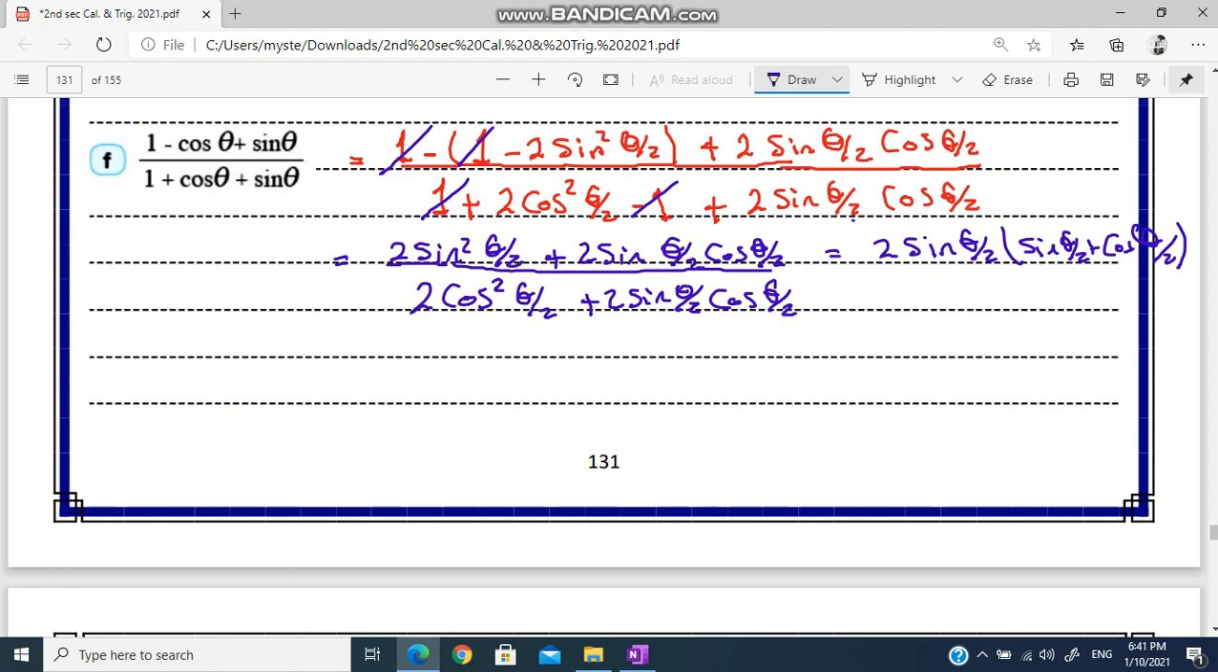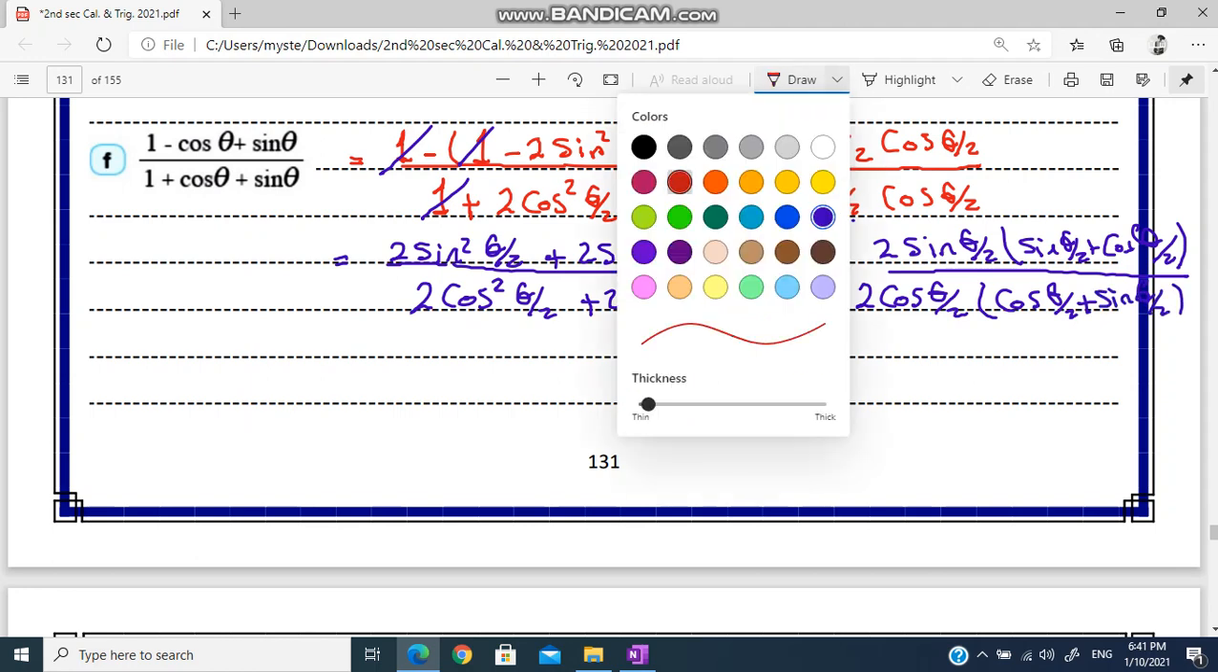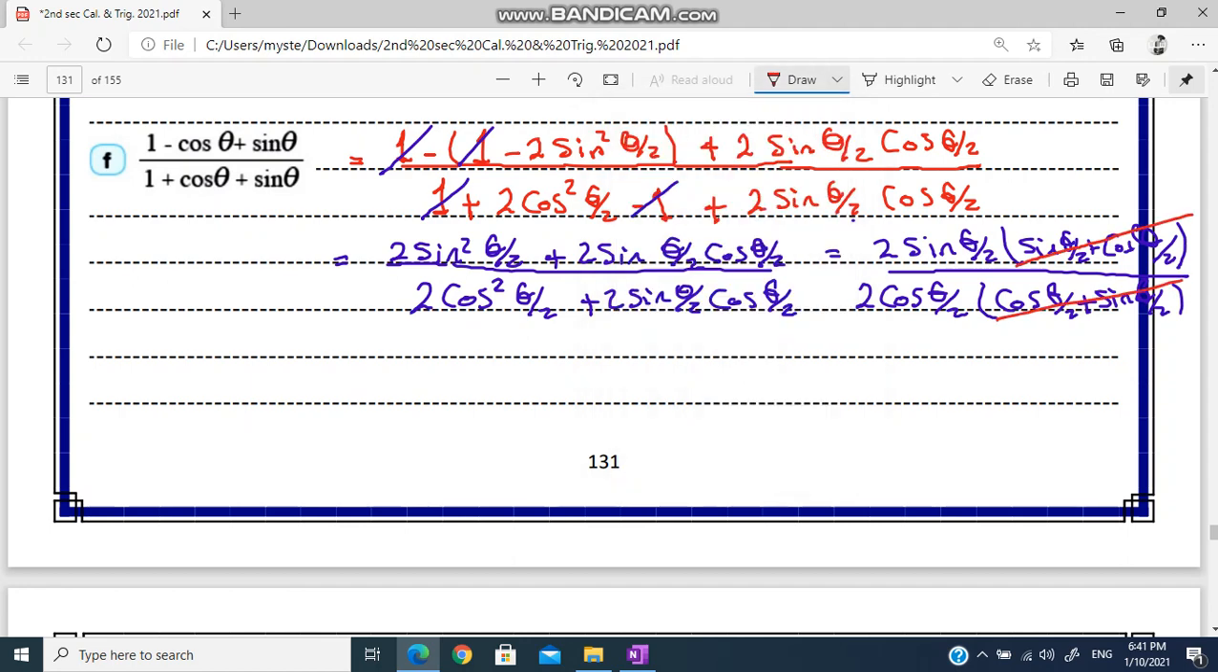Take 2 cosine theta over 2. The remainder will be cosine theta over 2 plus sine theta over 2. I will cancel the 2 brackets and 2 with 2, so the remainder will be sine theta over 2 over cosine theta over 2, which equals tan theta over 2.